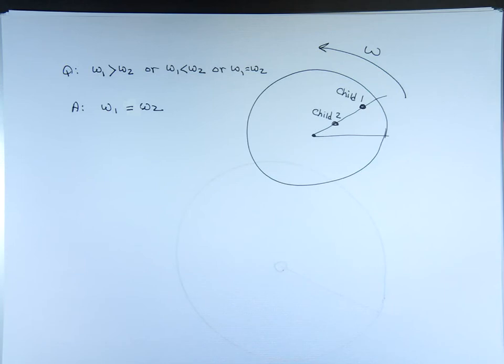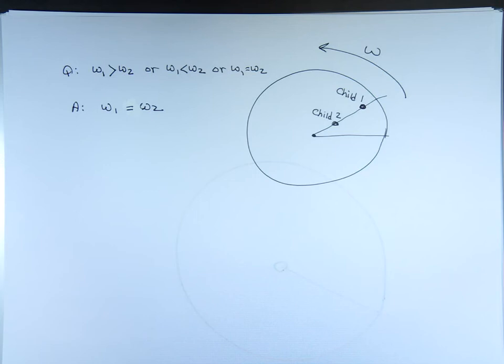Is child 1 moving faster than child 2? And here's the question. It says, child 1 is moving faster than child 2, and hence the greater angular speed. I already told you the angular speeds are the same, so we know that's wrong.